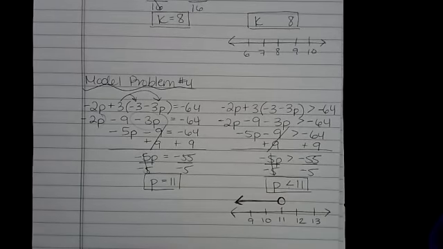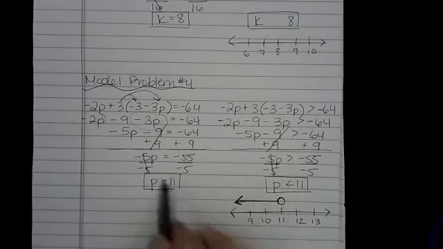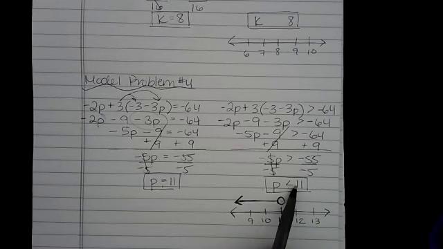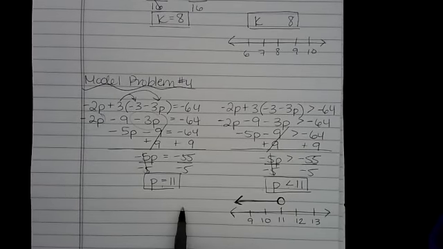I graph it to the left, okay? And the difference between these two answers, p is equal to only 11, p is equal to all numbers less than 11. So it's not 11, but 10, 9, 8, 7, 6, so on and so forth.